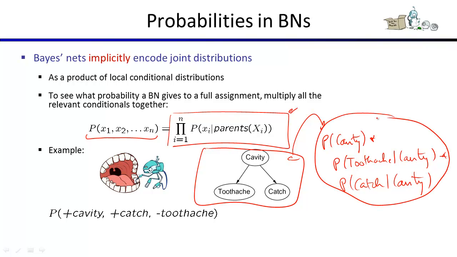What that comes down to is that you would look at all the tables that you have, one for each node, and from each table you would grab that one entry that is consistent with the instantiation you're interested in. Yes?